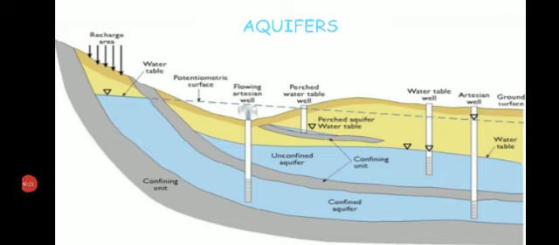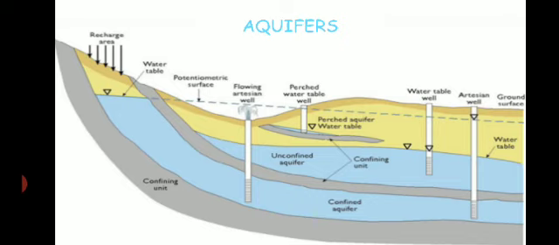In the previous class we discussed the vertical distribution of groundwater, that is, groundwater occurs in two zones: the zone of aeration at the top and the zone of saturation at the bottom. And in that we saw how the vertical distribution of groundwater occurs. Now, in today's class we'll discuss what aquifers are and the different types of aquifers.